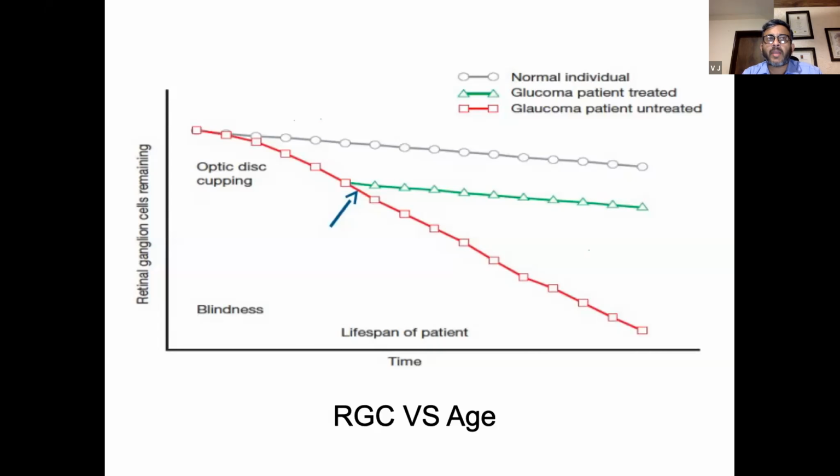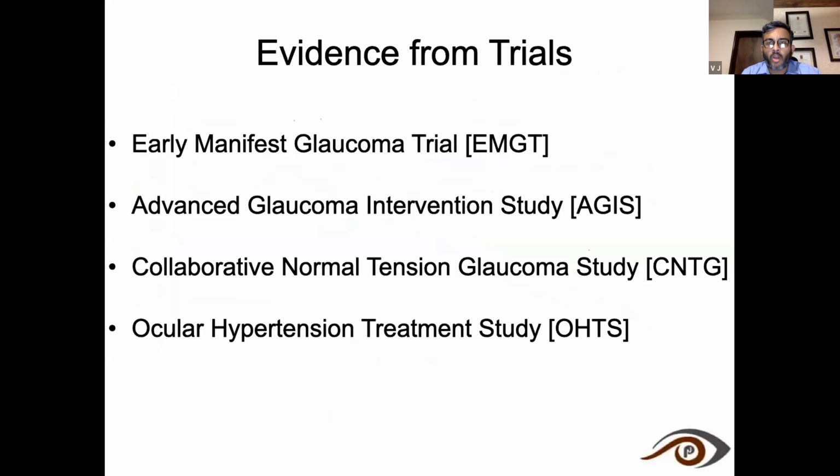So this is the basic principle we are going to keep in mind while treating patients: that the patient should have useful vision throughout their lifetime. This is what we are trying to achieve by putting them on medications or doing a surgery. By decreasing intraocular pressure, we are going to be decreasing the rate at which retinal ganglion cells are lost.